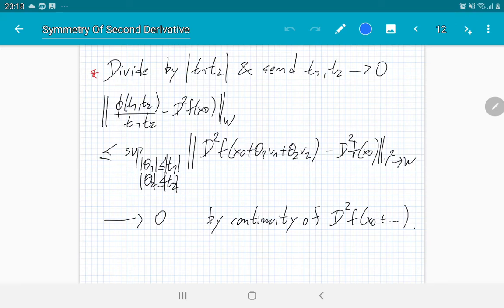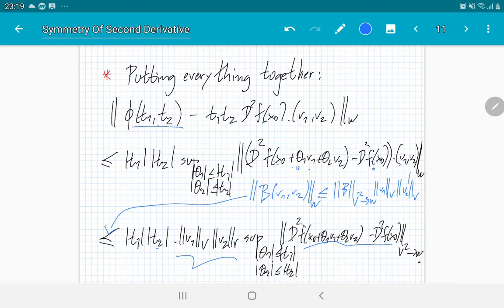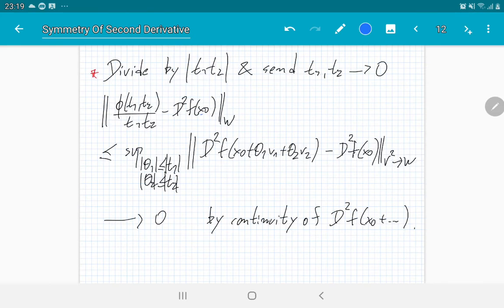Because now remember that my goal was to prove that phi of T1 T2 divided by T1 T2 converges to D2F of X naught. And so I'm just going to divide over here. These guys cancel, these guys cancel. And what I'm left with is just the sup of the difference between the second derivative of X naught plus something small minus the second derivative of X naught. So okay, there's a sup here, but you shouldn't be scared of that. I'm taking a sup over theta 1, theta 2. They're getting smaller and smaller as both T1 and T2 approach 0.